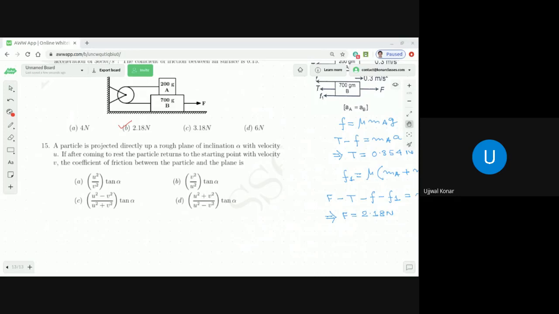Now let's come to the last question, question number 15. What did you get? Sir, C. Pratik, you got C. C is the correct answer. Pratik, you got C? Yes, sir. Okay, Tejas. Dear Tejas. I got C, sir. Okay, all right.